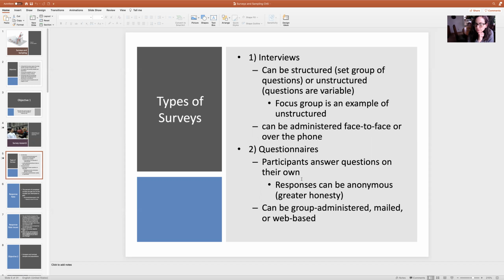You can do interviews over the phone as well. Questionnaires are when participants answer questions on their own, on paper and pencil or on the web or whatever. Responses can be anonymous there, which is nice because you never have to encounter them and they can feel like they can honestly say what they actually feel. It can also be group administered, in a classroom, let's say. It can be mailed out in the snail mail or web-based email, however you want to do it.